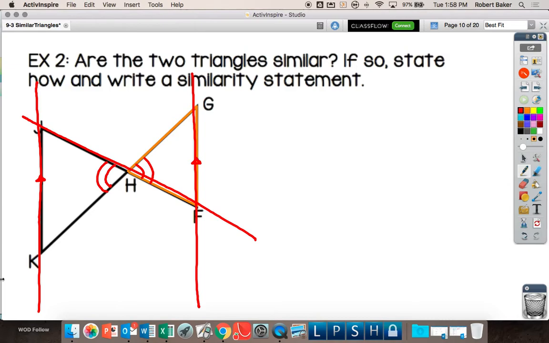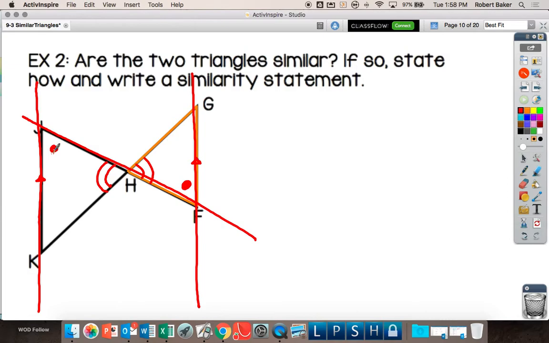Alternate interior angles. That's something you guys learned almost 2 months ago, and I told you it's going to come back on you. This angle right here is inside the parallel lines, and this angle right here is on the alternate sides of the transversal. They are inside the lines. Those angles are congruent because they are alternate interior angles. Does that allow you to make a similarity statement now?